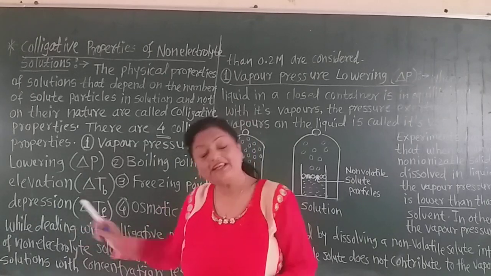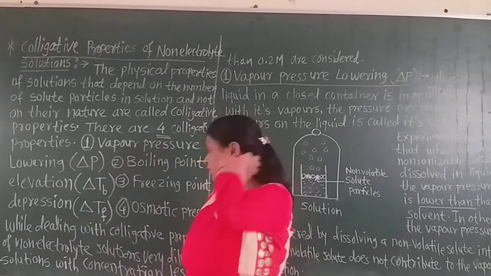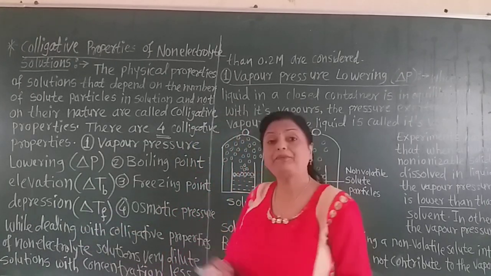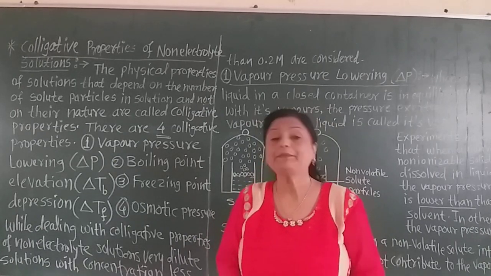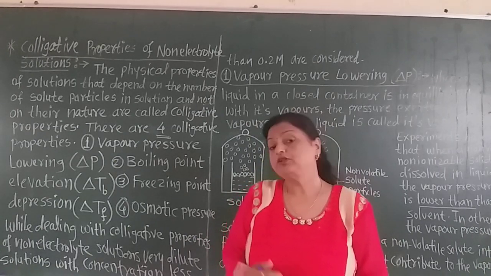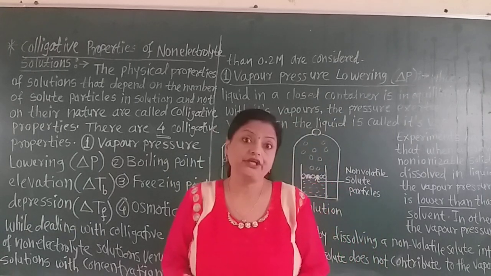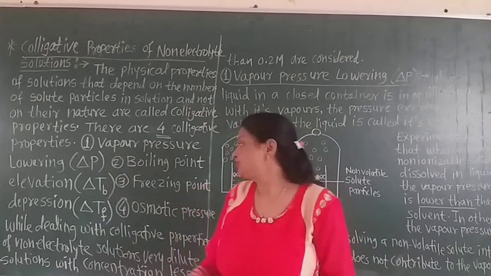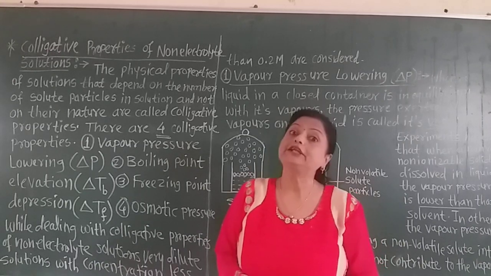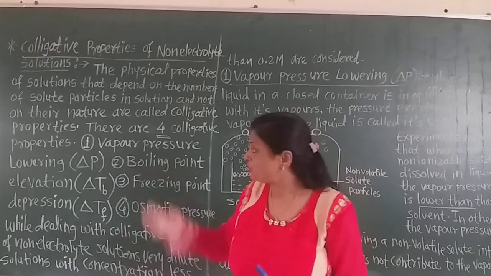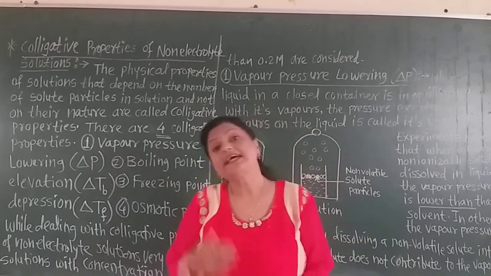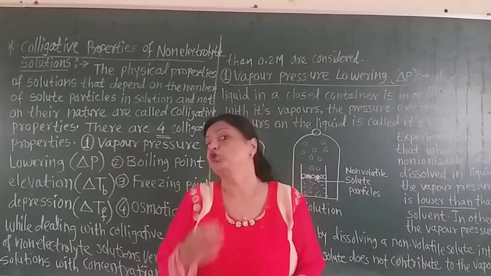Now the next one is the osmotic pressure. This osmotic pressure increases due to the addition of the solute into the solvent. That is the fourth colligative property. All four of these properties depend upon the number of solute particles.